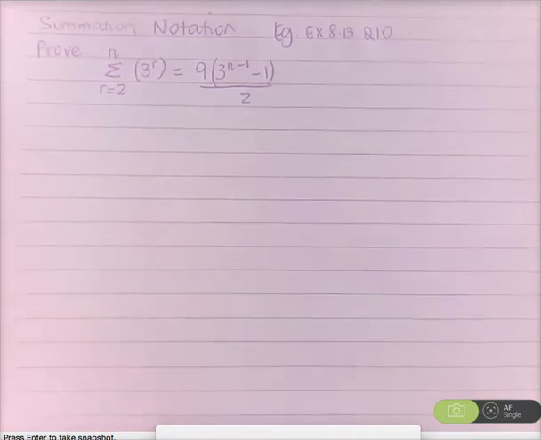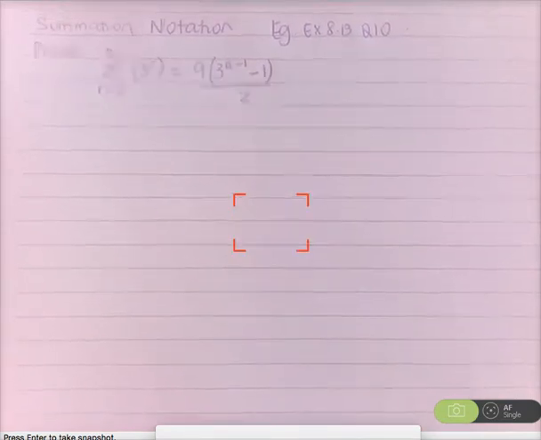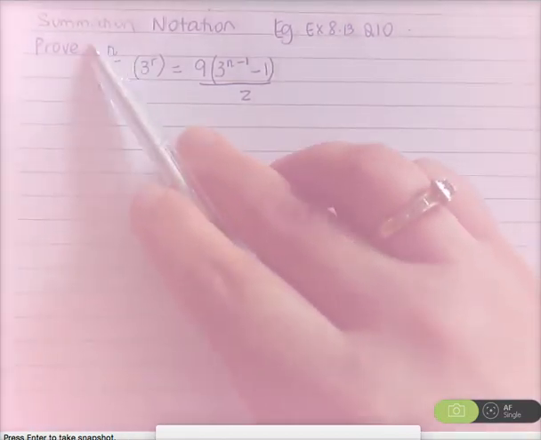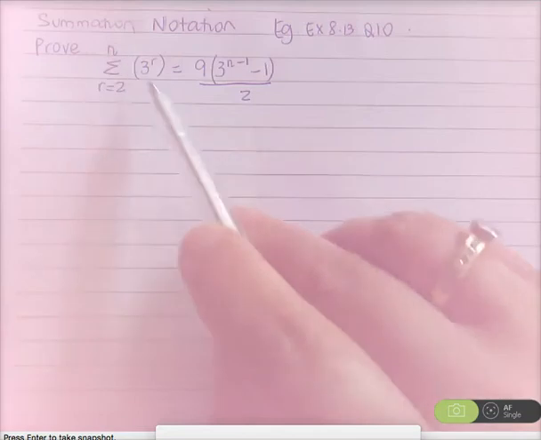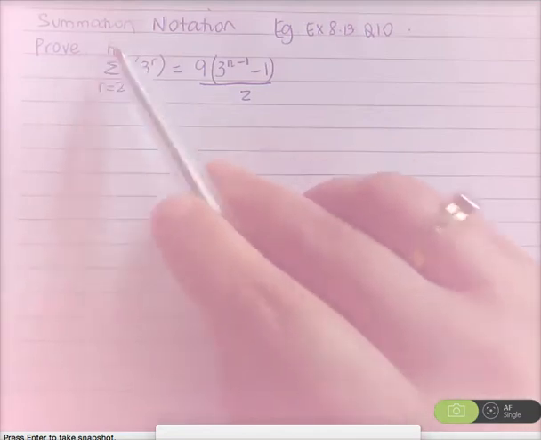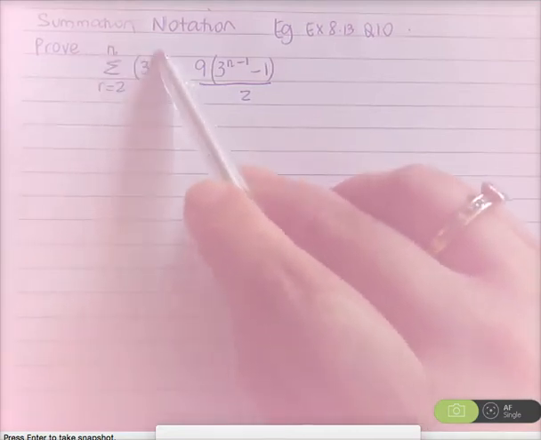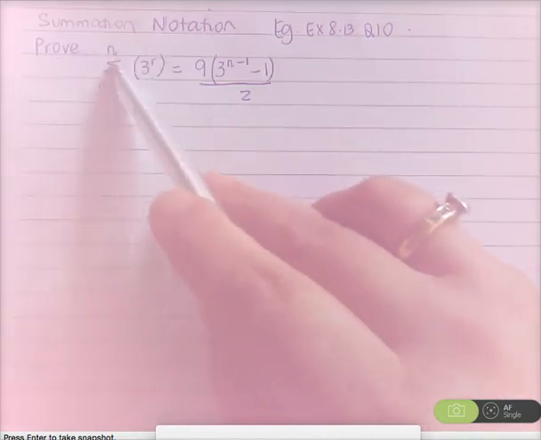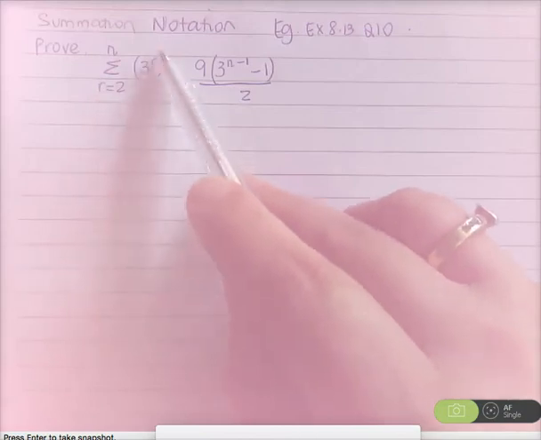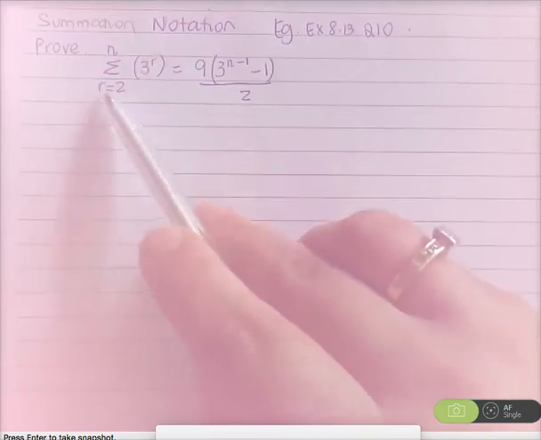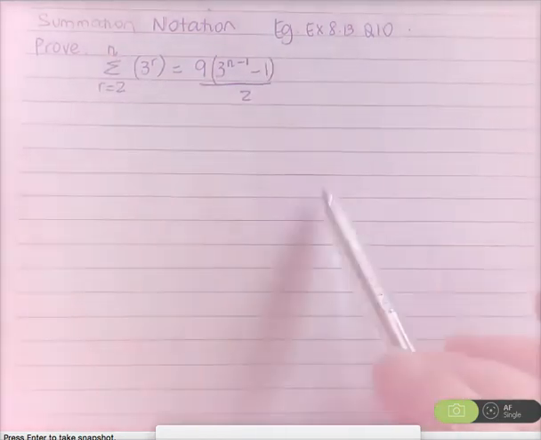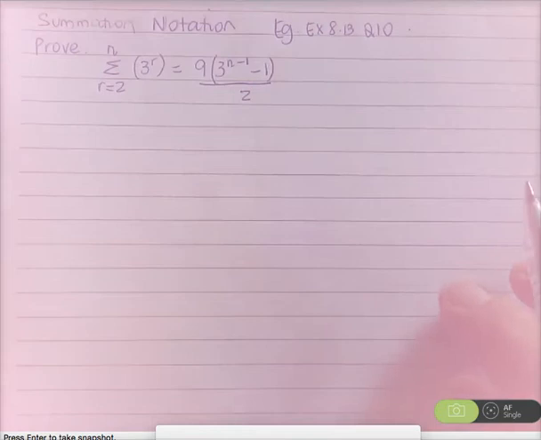So we've got the sum of the terms from r equals 2 all the way up to, they don't need to put r equals n, but it's from r equals 2 up to r equals n, for this function here, 3 to the power of r. So we're going to rewrite this. We're trying to prove that the sum of 3 to the power of r, starting with r equals 2 all the way up to r equals n, is equal to this expression on the right, 9 times 3 to the power of n minus 1, all over 2.